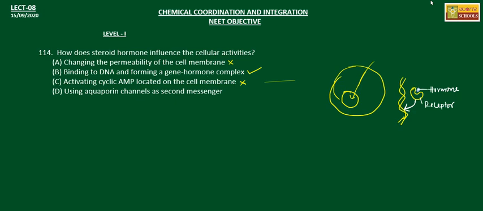So activating cyclic AMP located on the cell membrane, that will be a different case, in the case of protein hormones on the membrane. Then the last one, using aquaporin channels as second messengers. No, aquaporins are completely related to the movement of water. It is not concerned here at all. So only binding to DNA and forming a hormone-gene complex, that is option B, is the right option.